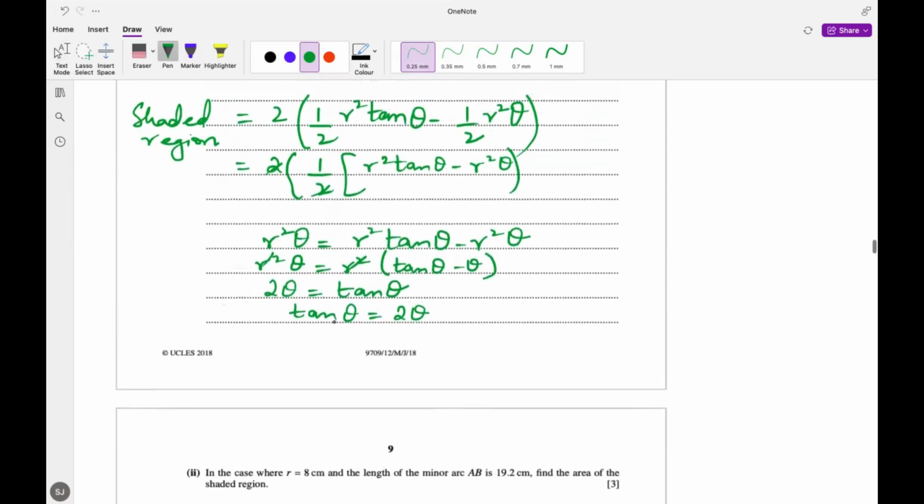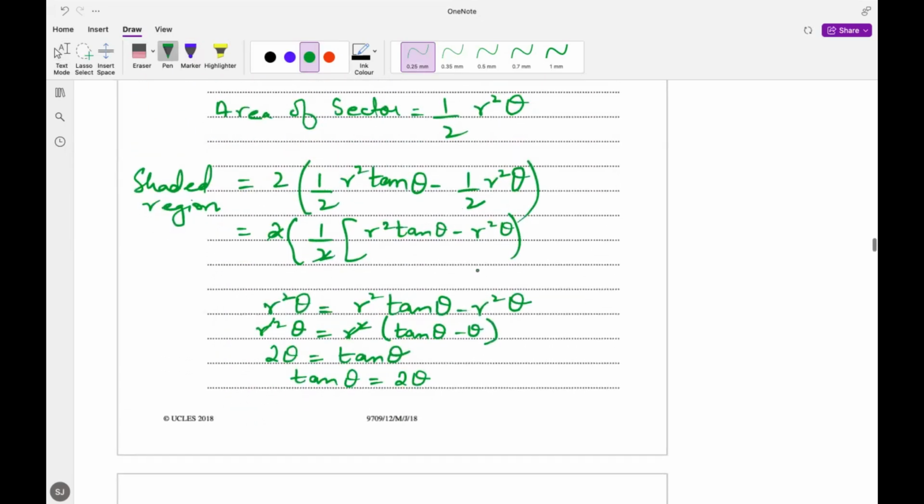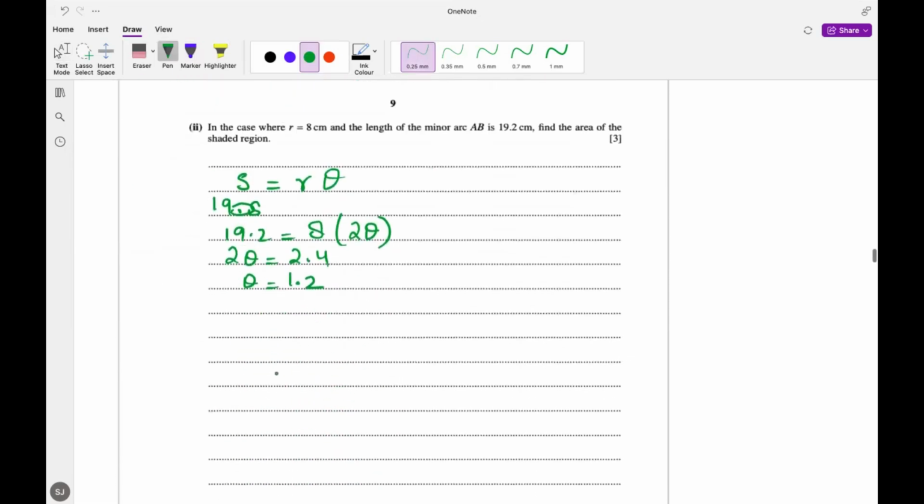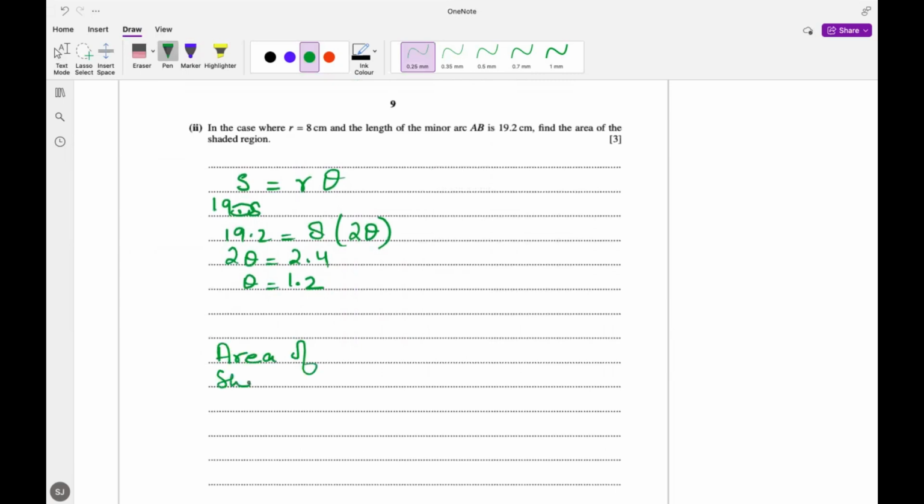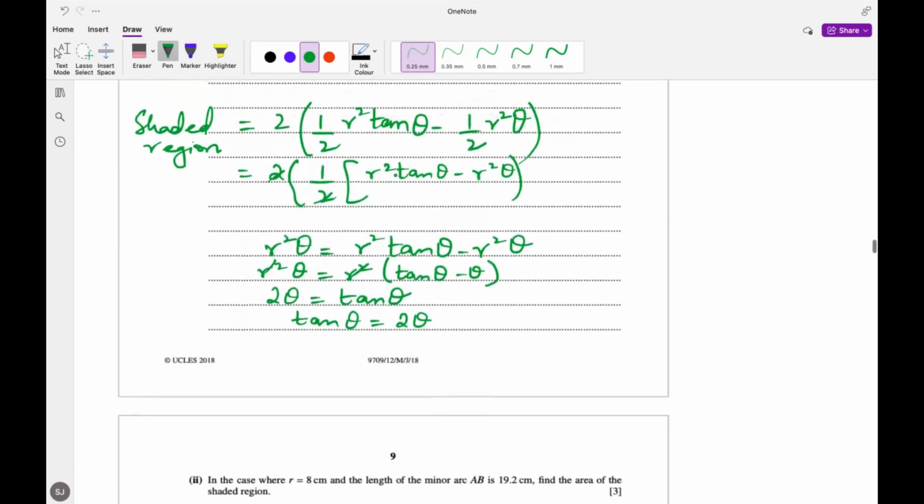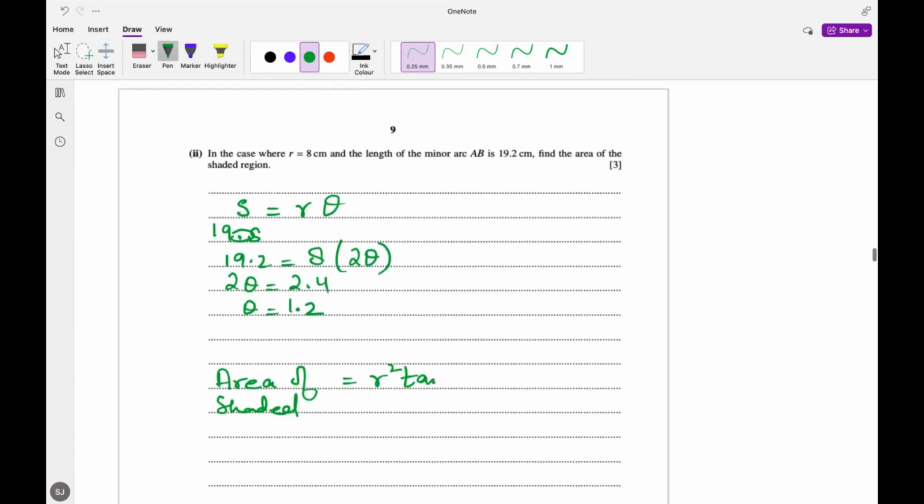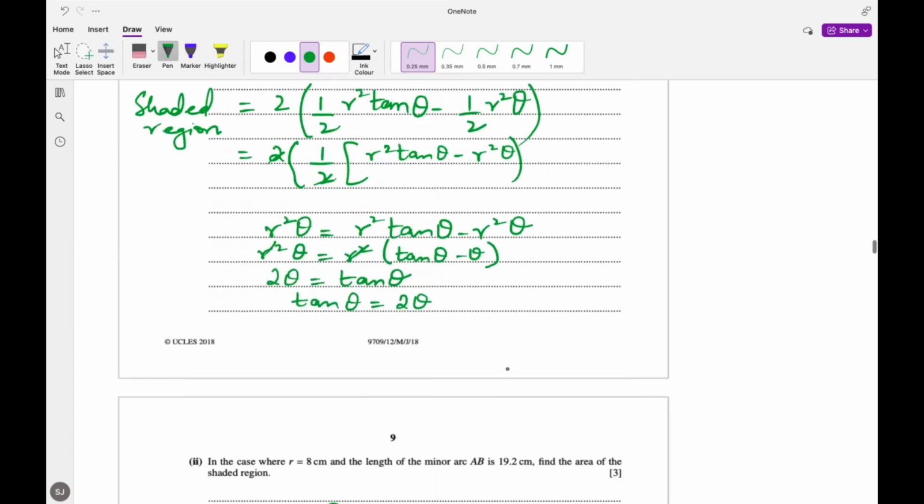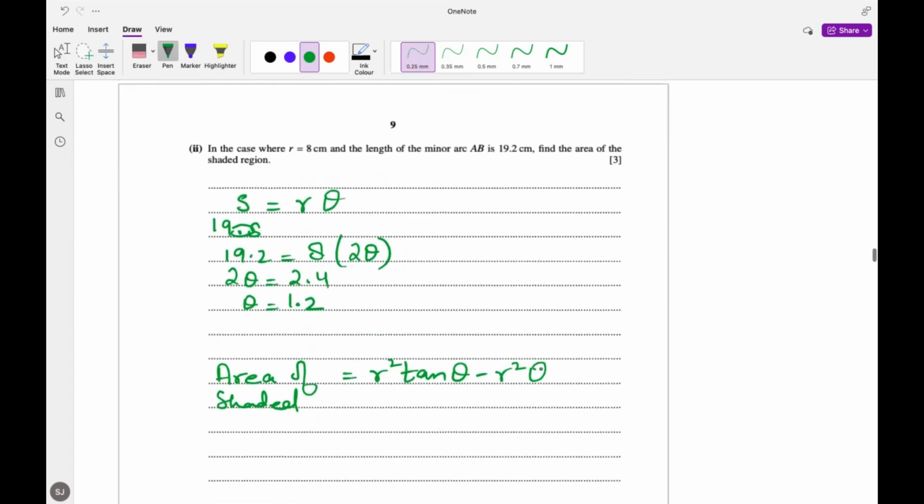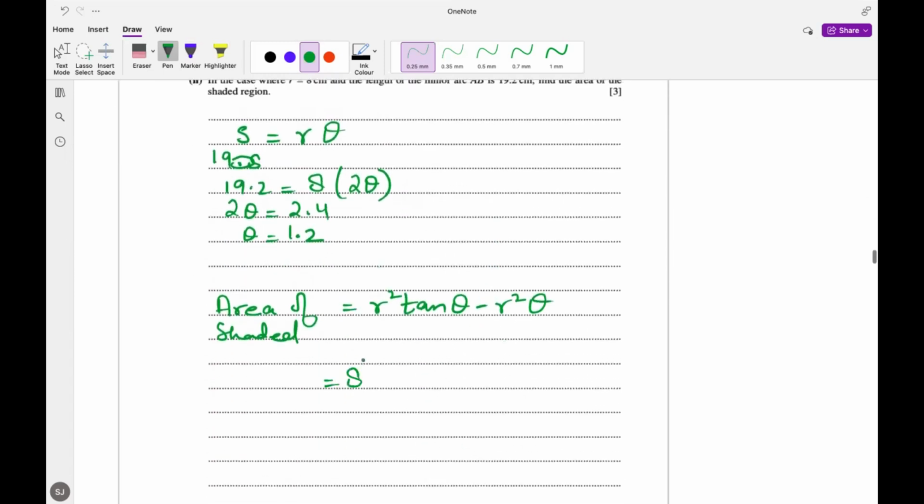Now we already know that the area of the shaded region was r squared tan theta minus r squared theta. So to find the area of the shaded region, we'll apply the formula that we had already found out in the first part, which was r squared tan theta minus r squared theta. We already have the value of r, which is given as 8, and we have the value of theta, which is 1.2.